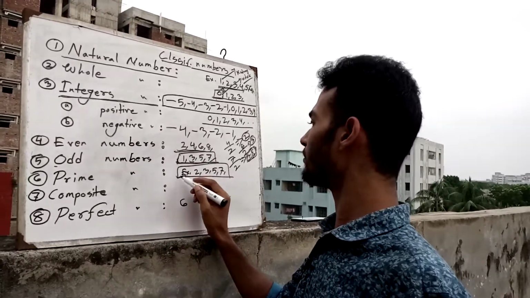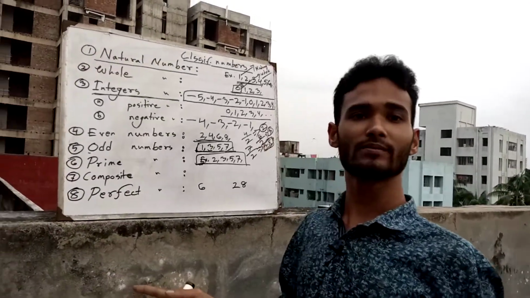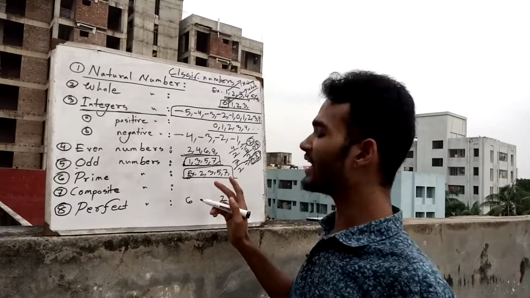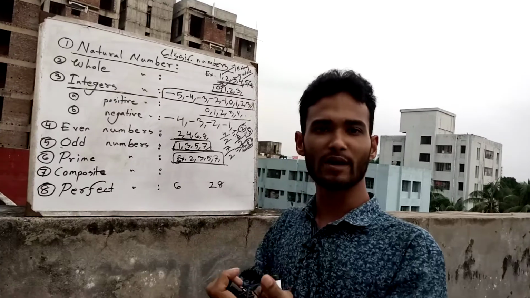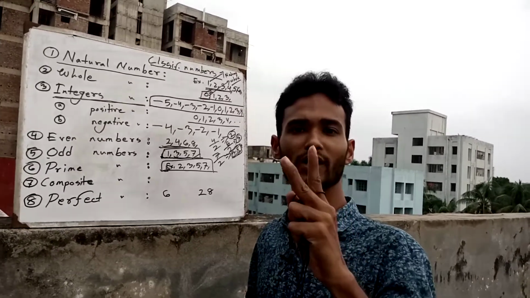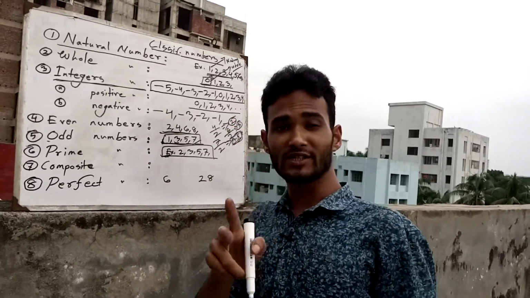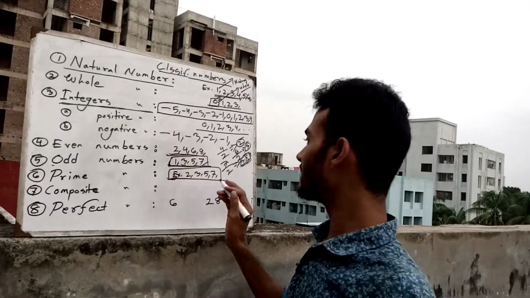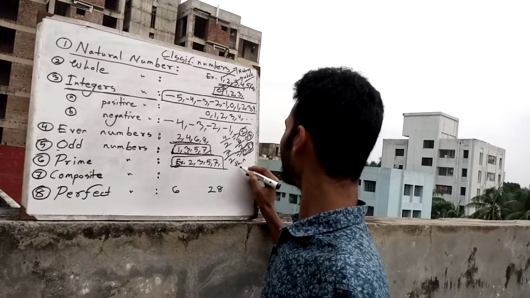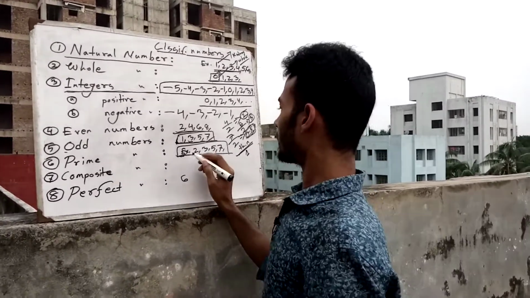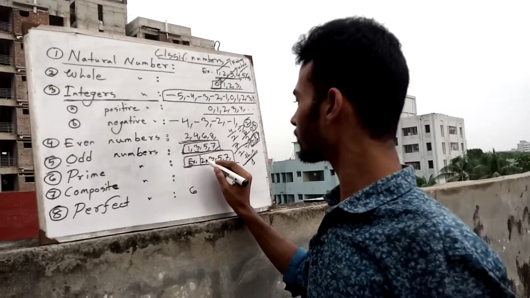A prime number is a number which has only 2 factors: itself and 1. That means a prime number has one and only 2 factors. The first factor is the number itself, and the second factor is 1. The number and 1. Our lowest prime number is 2.